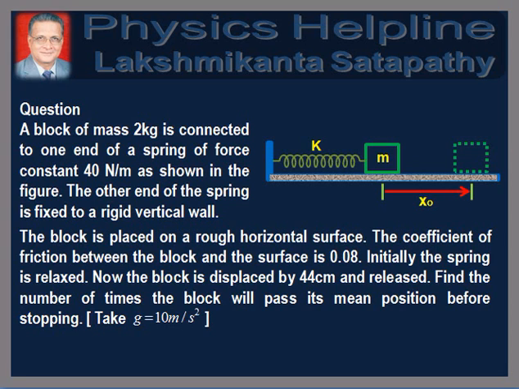Initially, the spring is relaxed. Now the block is displaced by 44 centimeters and released. Find the number of times the block will pass its mean position before stopping.